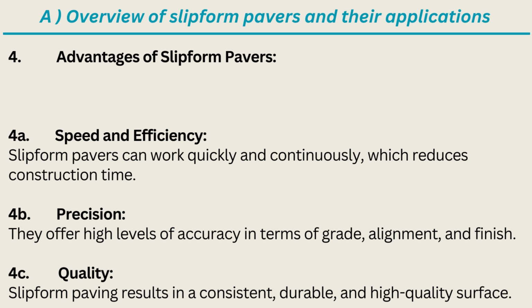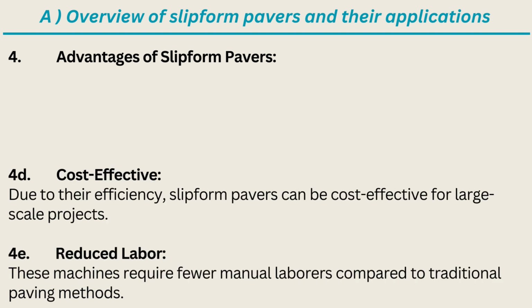4a. Speed and efficiency. Slipform pavers can work quickly and continuously, which reduces construction time. 4b. Precision. They offer high levels of accuracy in terms of grade, alignment, and finish. 4c. Quality. Slipform paving results in a consistent, durable, and high-quality surface. 4d. Cost-effective. Due to their efficiency, slipform pavers can be cost-effective for large-scale projects. 4e. Reduced labor. These machines require fewer manual laborers compared to traditional paving methods.